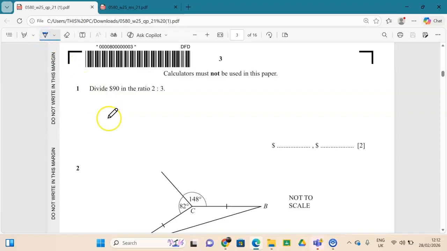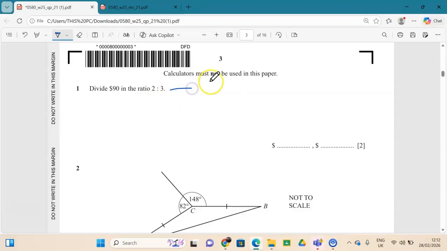Question 1 says divide $90 in the ratio 2 to 3. So let's quickly go straight. I'm trying to divide 90 in the ratio 2 to 3. So I can get the total ratio to be 5. How? By saying 2 plus 3, it's going to give me 5. So if I want to know what this will give, I'm going to say 2 over the total ratio, which is 2 over 5, then multiply by 90 over 1.